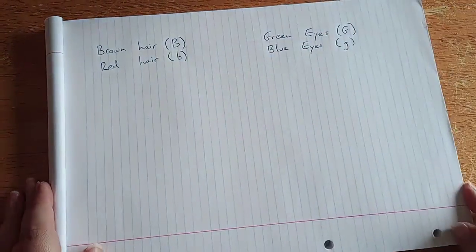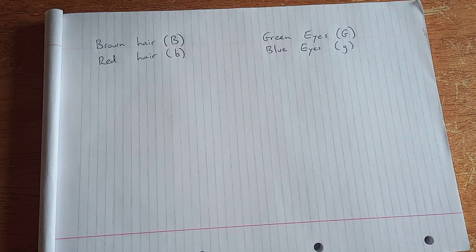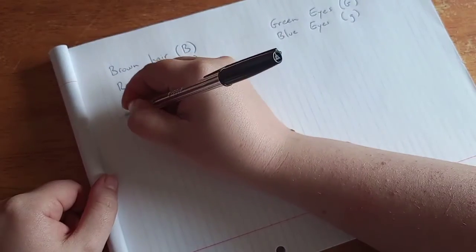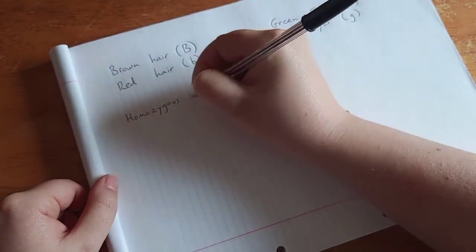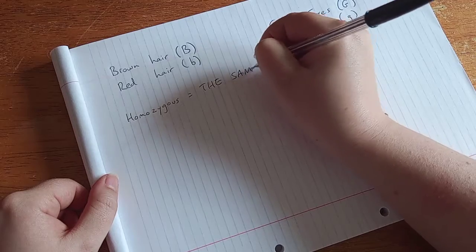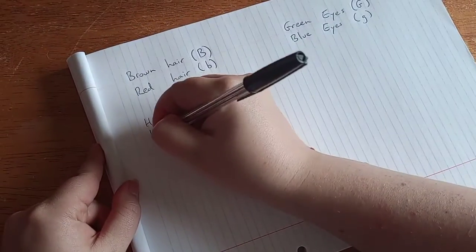Every living organism needs two of each, so two B's and two G's. So it could be two capital B's, two small b's, or one of each, and the exact same with the G's. And this will affect how they look themselves and what they're able to reproduce. I already made a video on genetic terms, so this is just a very brief summary.